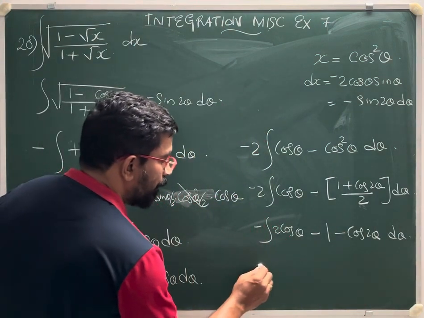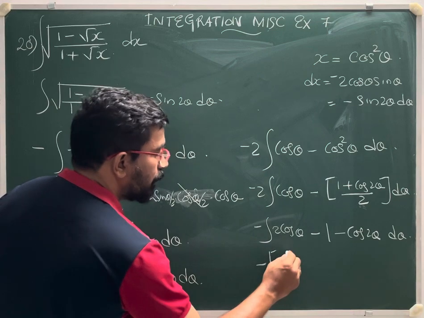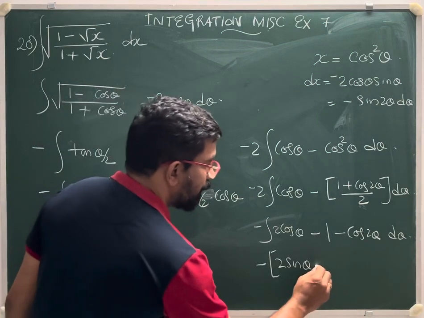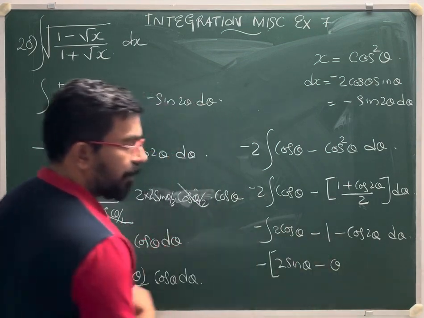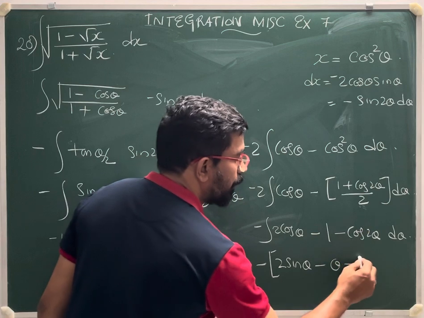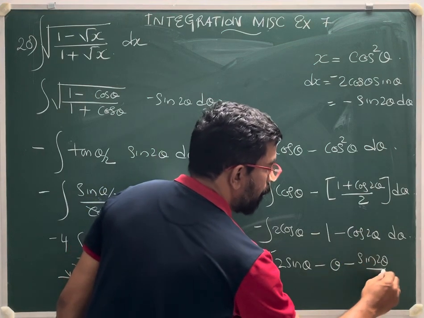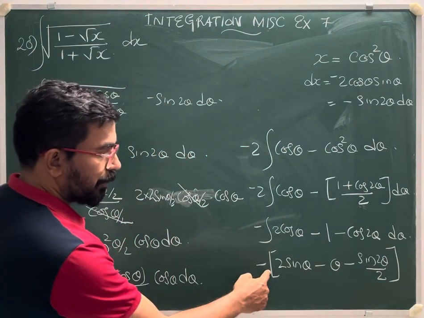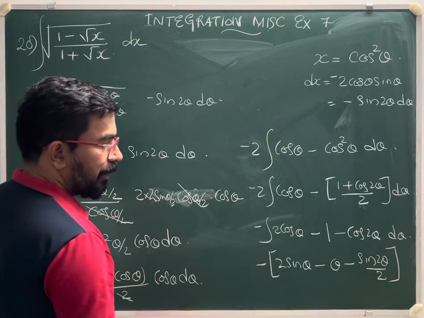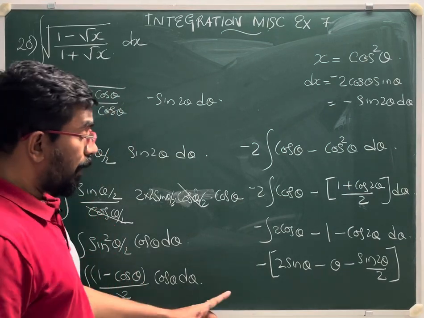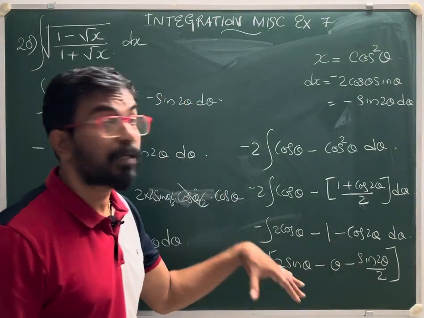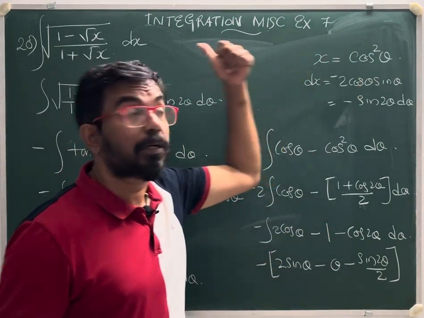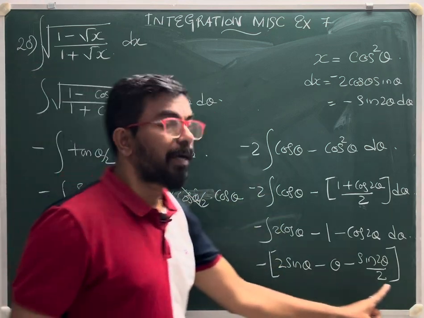Now I can integrate: minus 2 cos theta integration is sin theta. Minus 1 integration will become theta. Minus cos 2 theta is sin 2 theta by 2. So the integration part is over. We have a minus here outside, that you can keep inside and comfortably write. Okay, now the integration work is over. Now the last part of this is converting theta back to x, because in the question we had x, I need to bring it back to x form.